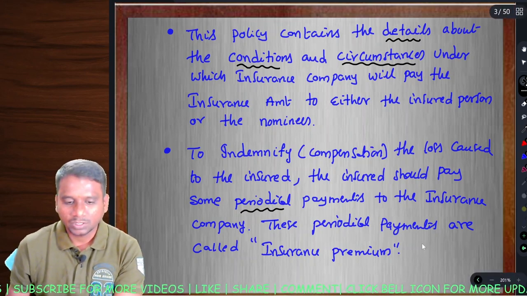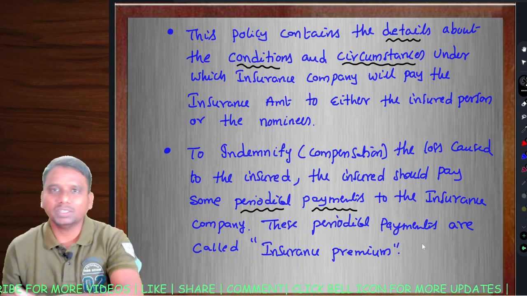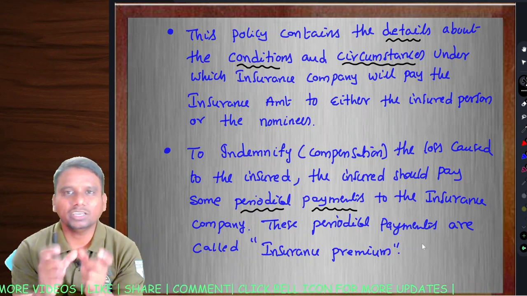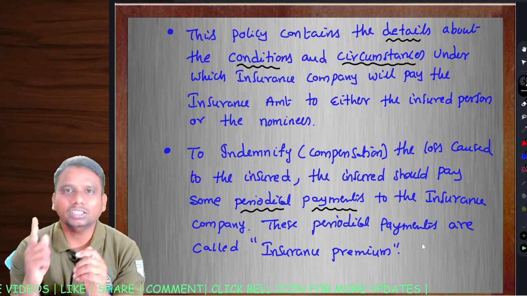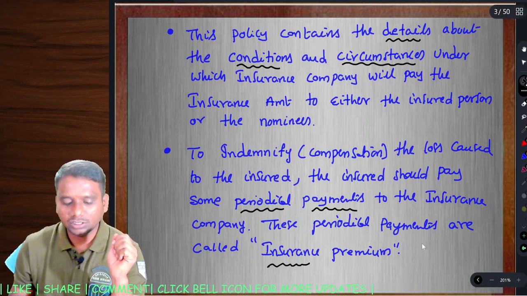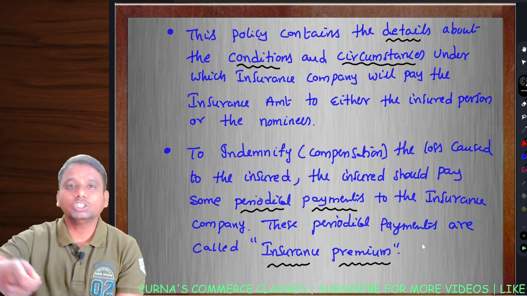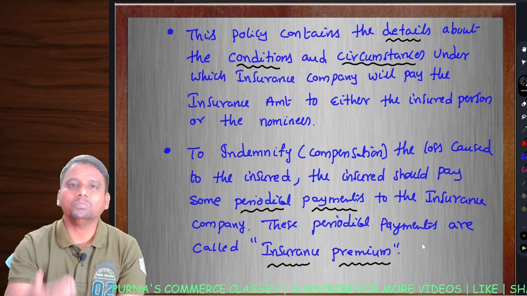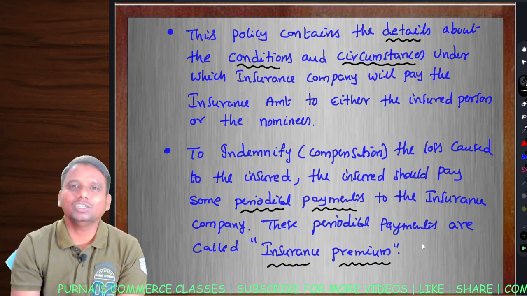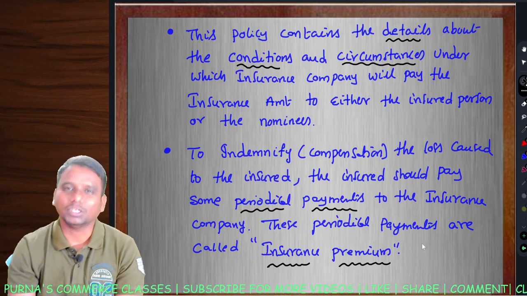Do remember, if you want the insurance company to compensate you, then first you have to pay some periodical amounts to the insurance company. These periodical amounts are called insurance premium. If you want the insurance company to pay compensation to you, then first you should enter into an agreement with the insurance company for taking this insurance policy.